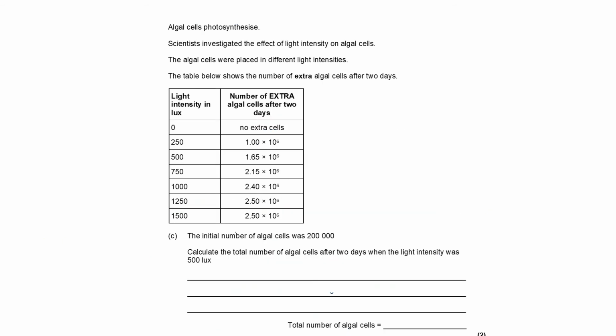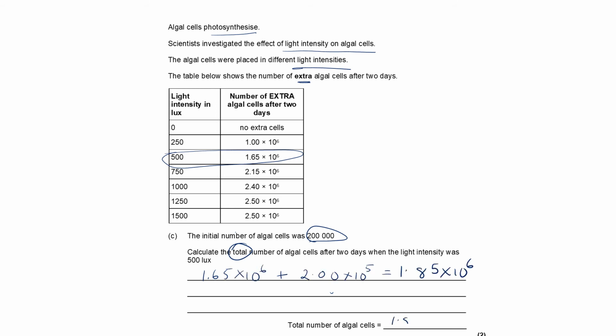For the next part of the question, it says algal cells photosynthesize. So I'm talking about another type of producer. It says scientists investigated the effect of light intensity on algal cells. The algal cells were placed at different light intensities, and the table below shows the number of extra algal cells after 2 days. So I look at the table and I can see that there is an increase as the light intensity in lux increases. The number of extra algal cells after 2 days also increases, but it does slow down towards the end.